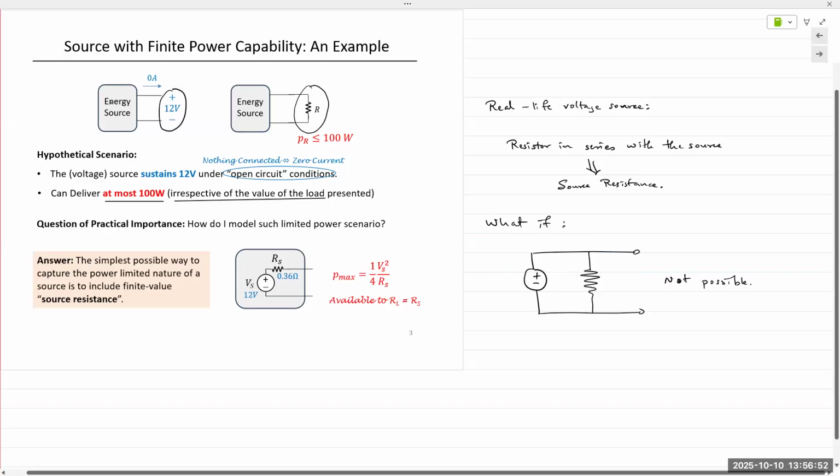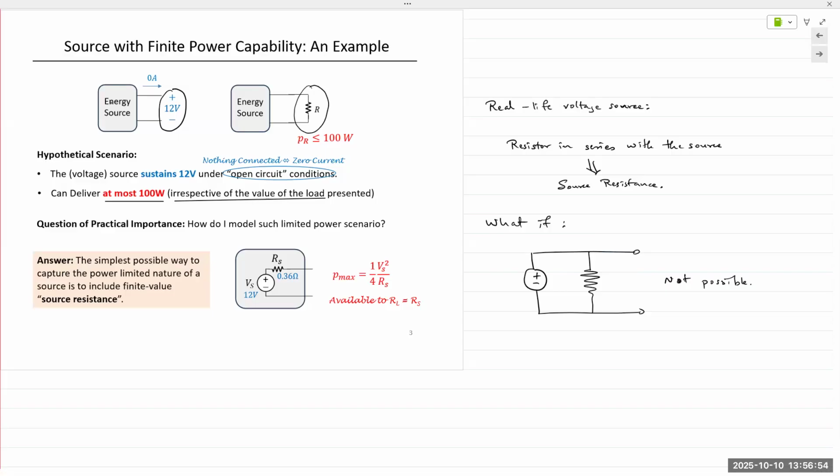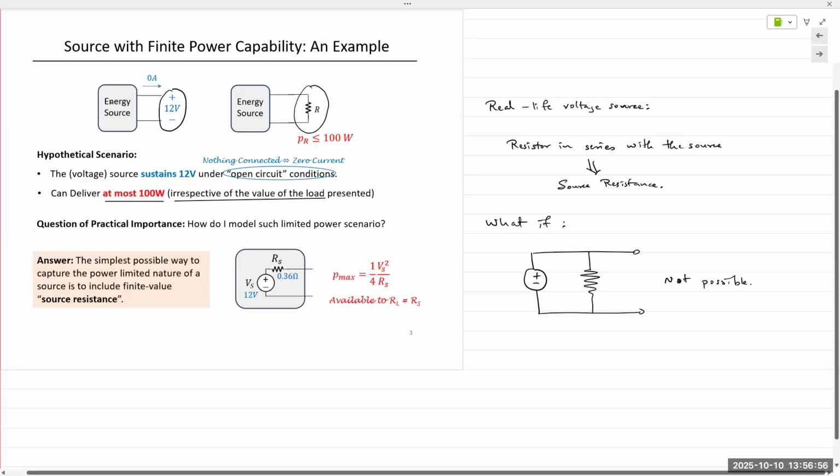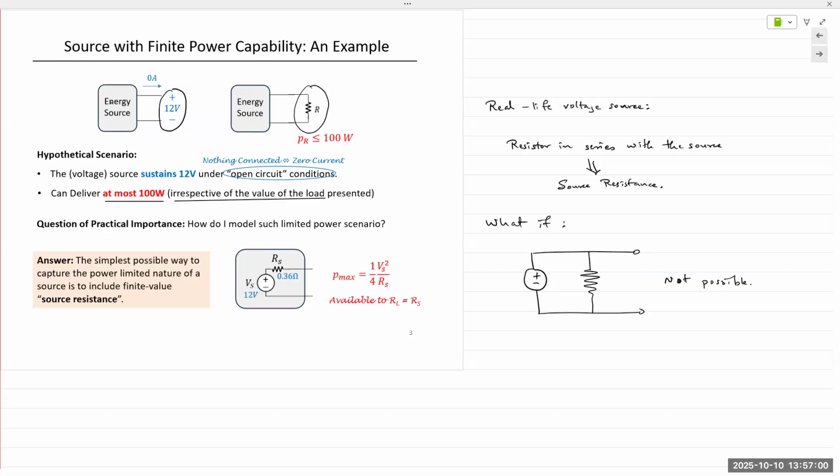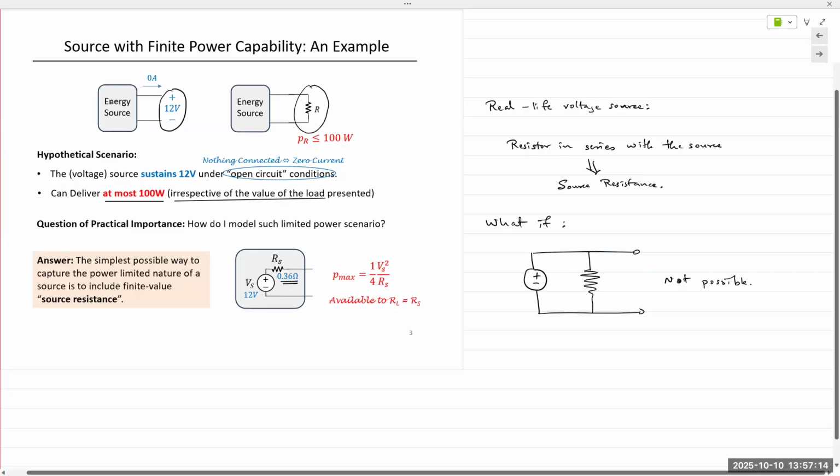The more accurate or the best way to model a real life power supply is if you have a voltage source in series with a resistance. Now, typical power supplies, the value of this resistance is very, very low, very close to zero. So here we're just modeling it as 0.36 ohms.